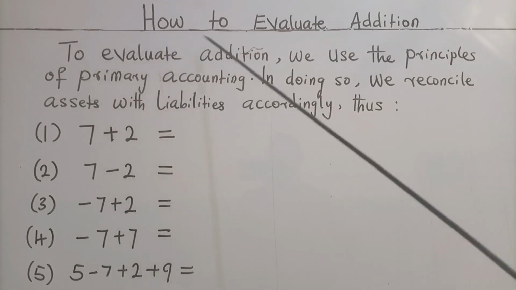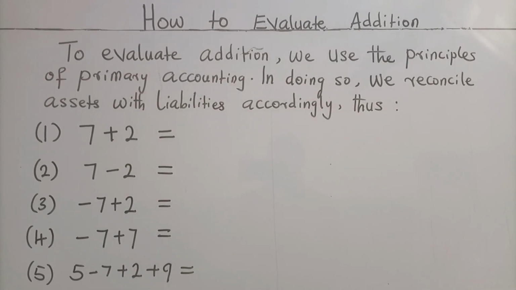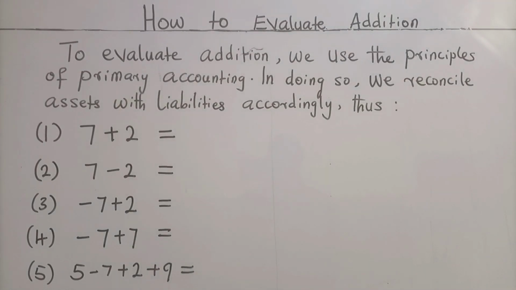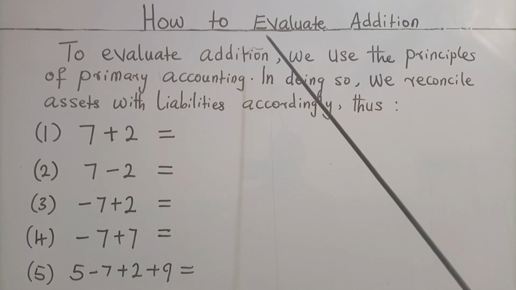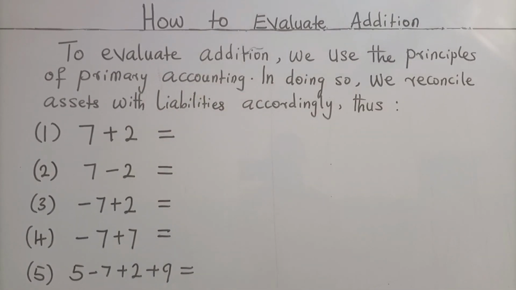We say to evaluate addition, we use the principles of primary accounting. This is an effort to help us know what is required to evaluate addition. What do we mean by principles of primary accounting? So what we're saying is that each time we determine that what is required is addition, we carry out addition by going back to principles of primary accounting. Primary accounting. What does that mean? It simply means that we are to reconcile assets with liabilities accordingly.